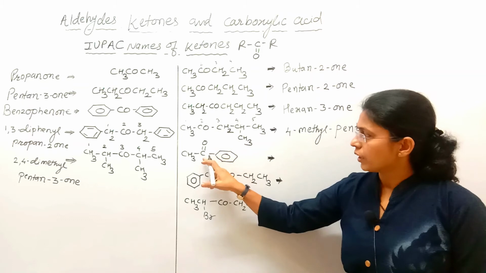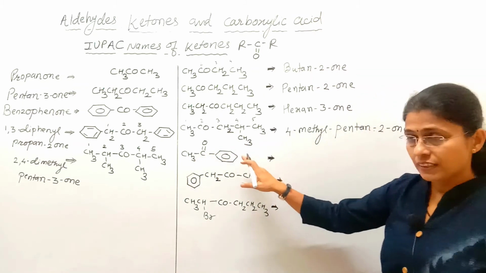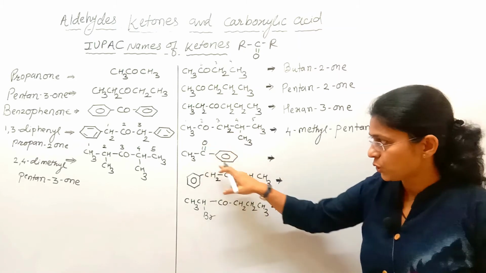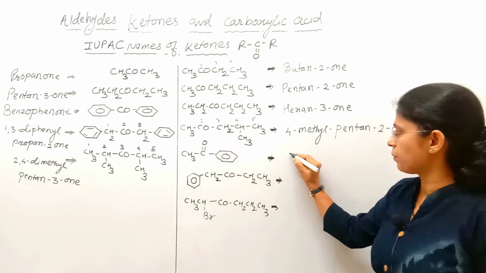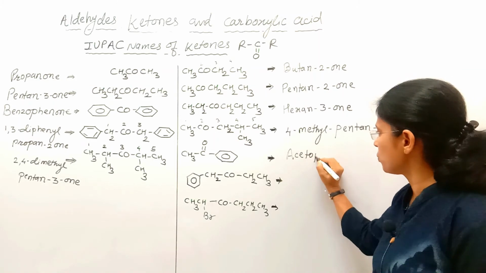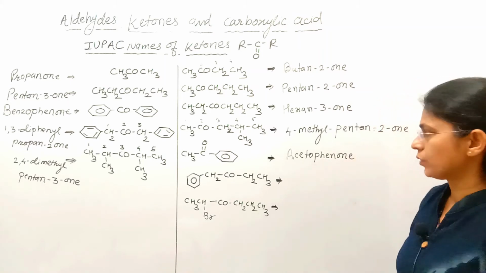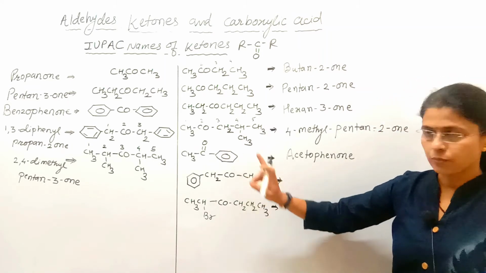Look here, a benzene ring, and to that CH3CO is attached. It is named as acetophenone. Keep in mind the name. It is named as acetophenone, as this has an aromatic ring.